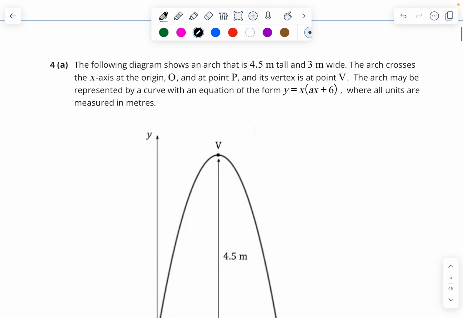Now coming to question number 4. The following diagram shows an arc of 4.5 meters tall and 3 meters wide. The arc crosses the x-axis at the origin and the vertex is V. The arc is represented by this equation. Write down the units in meters.